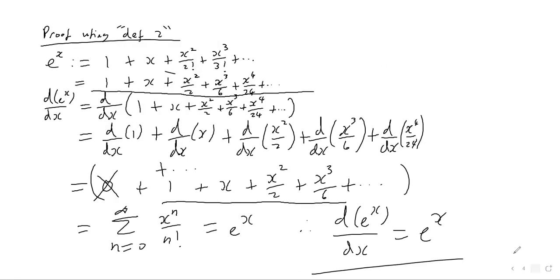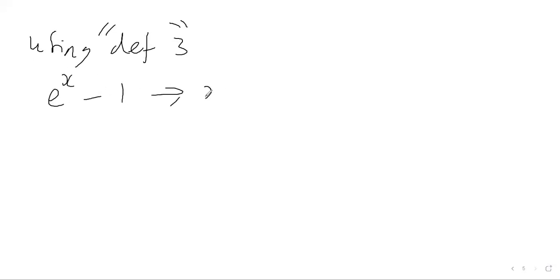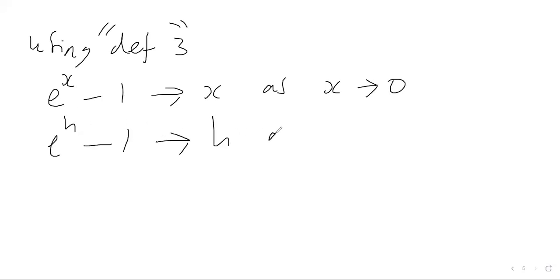Okay, so let's just change the letters. Using definition 3, this definition said that e to the x minus 1 tends to x as x tends to 0. So if we just change the x to an h, e to the h minus 1 tends to h as h tends to 0. So what does this mean? e to the h take away 1 tends to h as h tends to 0.